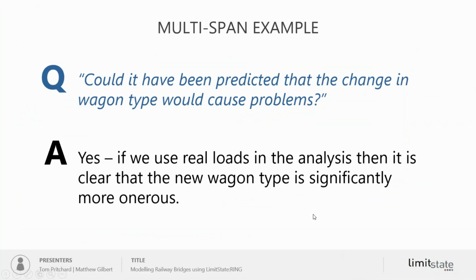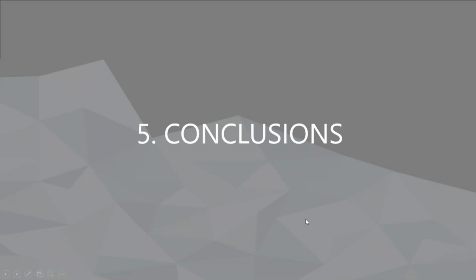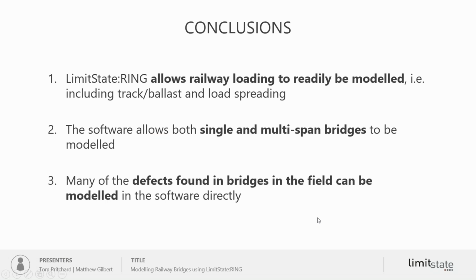Okay, so we go back to the presentation and just wrap up with some conclusions. In terms of railway arch bridges, LimitState ring allows railway loading to be modelled, including track ballast and the load spreading effects.